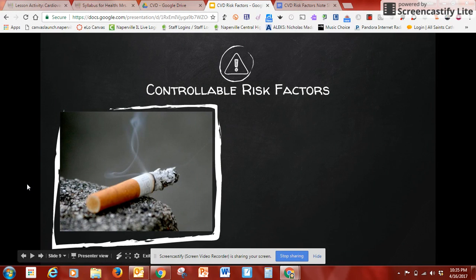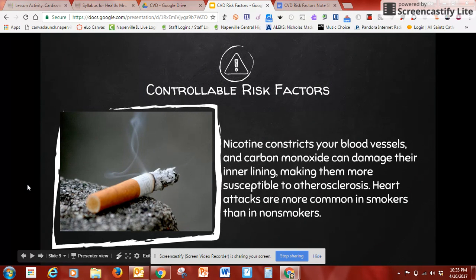So that completes our uncontrollable risk factors. Now let's take a look at our controllable risk factors. The first one, you guessed it, has to do with smoking, and that is nicotine. Nicotine is a drug, and what nicotine does is it constricts your blood vessels, which means it makes them smaller. And carbon monoxide from using nicotine can damage the lining of those blood vessels, making them more susceptible to atherosclerosis. If you remember, we talked about atherosclerosis. That is when fat deposits on the artery walls. Heart attacks are going to be more common in smokers than in non-smokers.